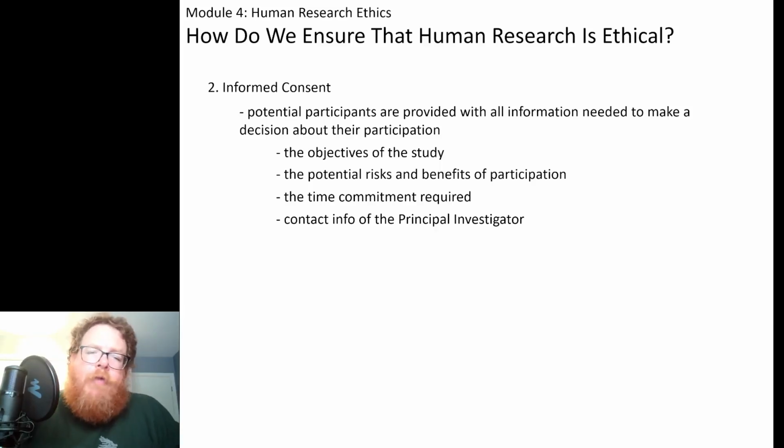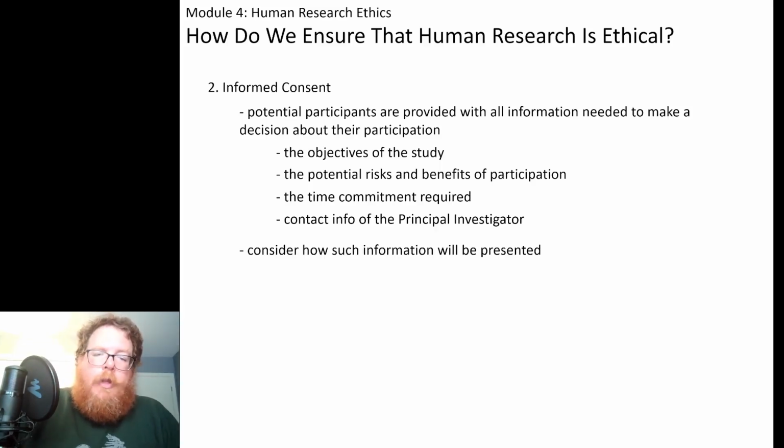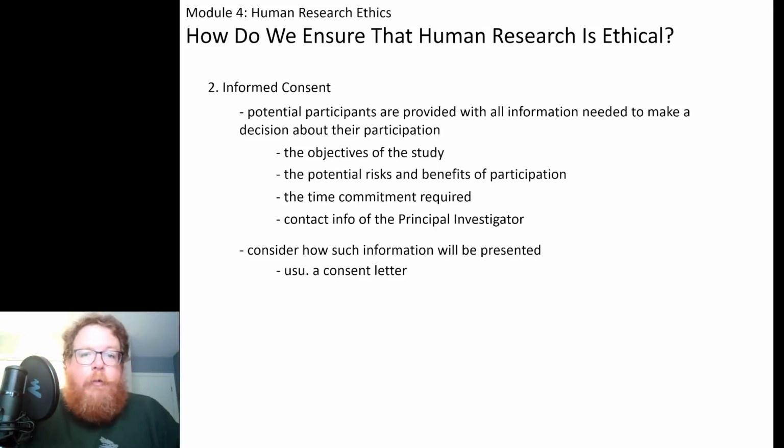And we also need to provide them with the contact information of the principal investigator so that if they have any other questions, they can reach out and get those questions answered before they make the decision to join the research study. So that's the information that needs to be provided. We also need to think about how are we going to present this information. Usually the way it's done is through a consent letter. So generally, if you're going to join a research study as a human participant, you're going to be given a letter, right? And you'll be able to read all these things I just talked about. Here's the objectives.